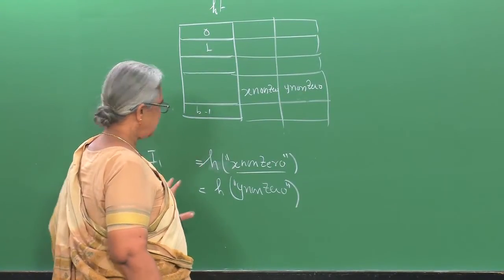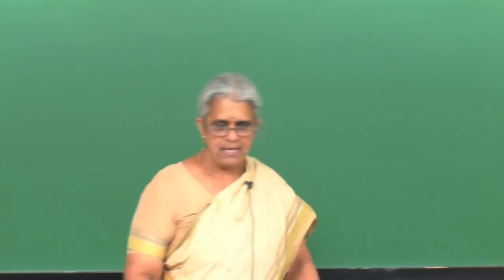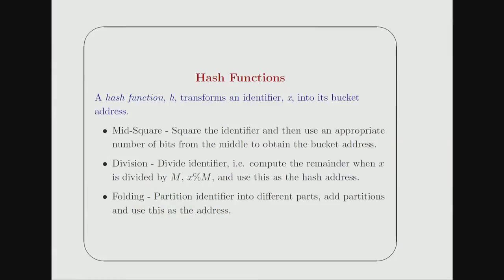So the crucial part in this hash table definition is what is called a hash function, which transforms an identifier or a name x into its bucket address. There are a number of different techniques, and if you look at Knuth's book on the art of programming, he has a whole lot of hash functions that he has defined. Mid square, for example: square the identifier, that means you convert it to an integer and square it, then use an appropriate number of bits from the middle to obtain the bucket address. This is one. Division: divide the identifier, that is, compute the remainder when x is divided by n. This is the most popular, and you will also see it in the example problem that is given, and use this as the hash address.